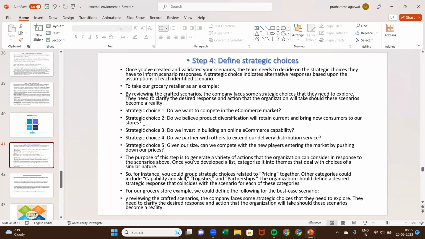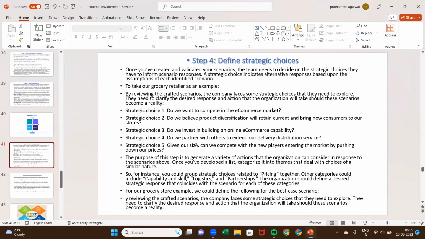First one, do we want to compete in the e-commerce market? If the answer is yes, what are we going to do? If the answer is no, then what options do we have? Do we believe product diversification will retain current and bring new consumers to our stores? Then, do we invest in building an online e-commerce capability? What are we going to get? Return on investment? Then, do we partner with others to extend the delivery and distribution services? Are we partnering with a third party?